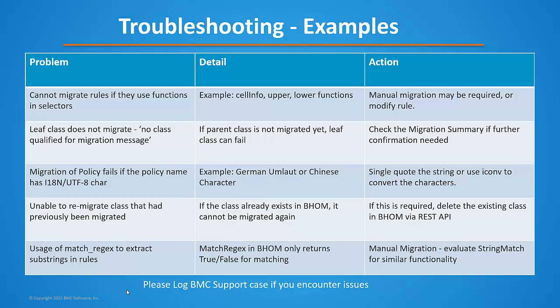The final example here is the usage of match_regex to extract strings in rules in a cell KB. One thing to remember here is that the match regex in BHOM only returns a true or false if there's a match, right? So it's a different function than the match regex in a cell KB. So for this one, you need to do a manual migration and evaluate if the string match function in BHOM would give you the same required functionality.